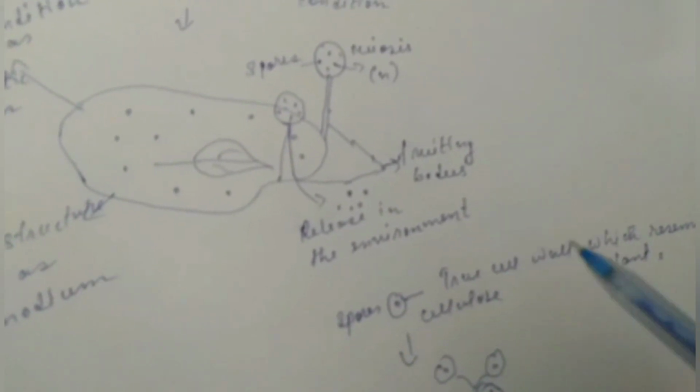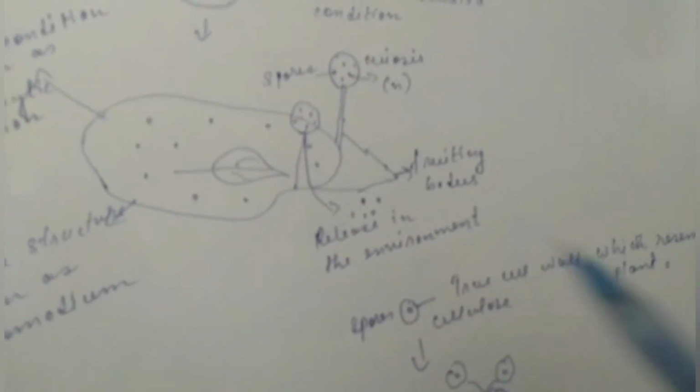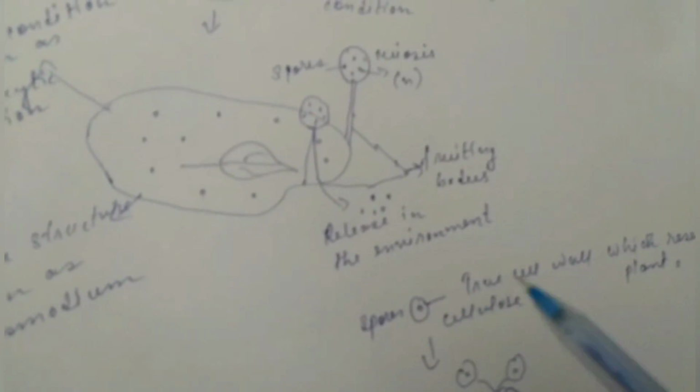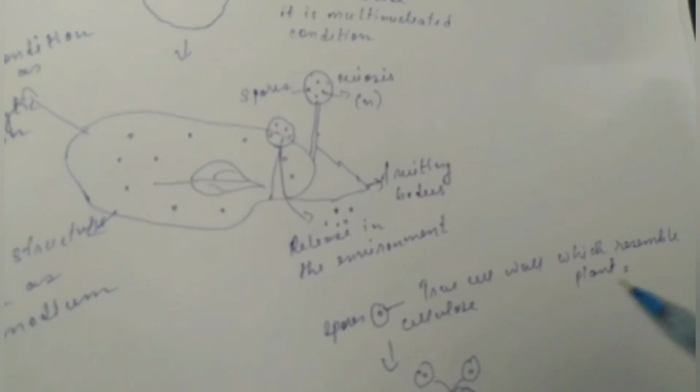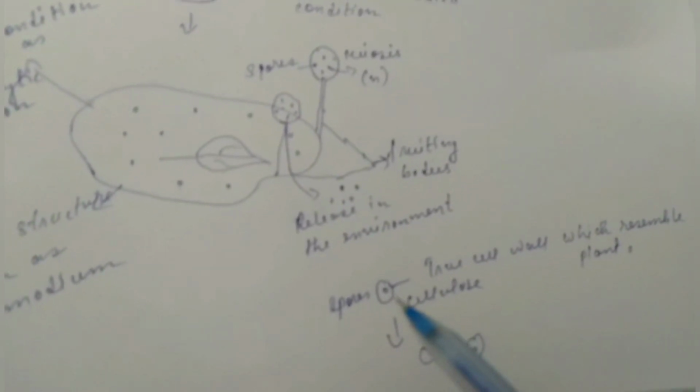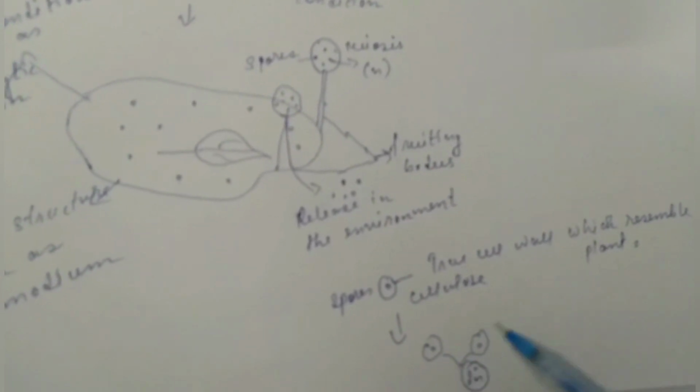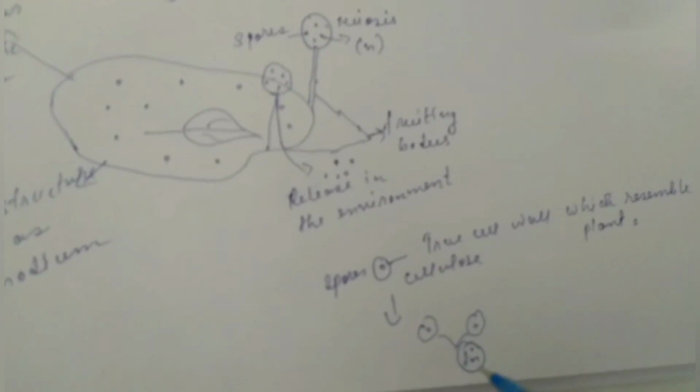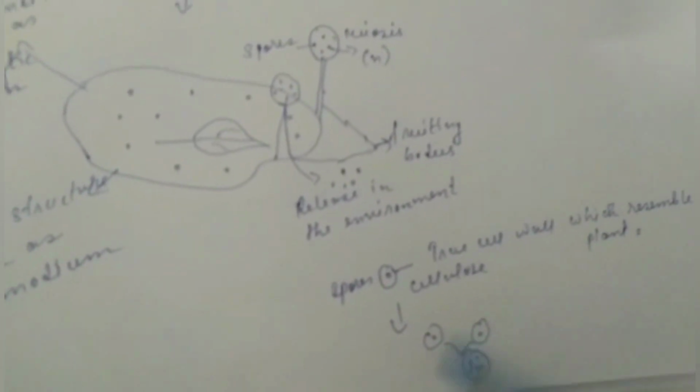These spores have a true cell wall. The diploid slime mold does not have a true cell wall, but these spores have a true cell wall which resembles plant cells. They have cellulose. Two spores will again germinate and form a 2N cell. Again this cycle will repeat.